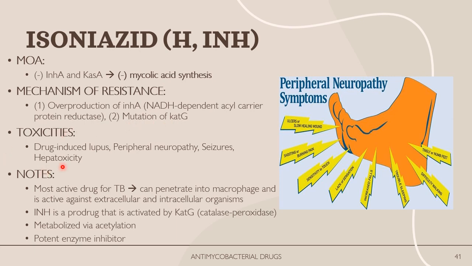Toxicities. So your isoniazid is famous for causing drug-induced lupus. I hope you can still recall yung memory aid natin for the medications that cause drug-induced lupus. Sila HIPs, no? Hydralazine, isoniazid, procainamide, phenytoin, and your sulfa medication. Your isoniazid can also cause peripheral neuropathy.